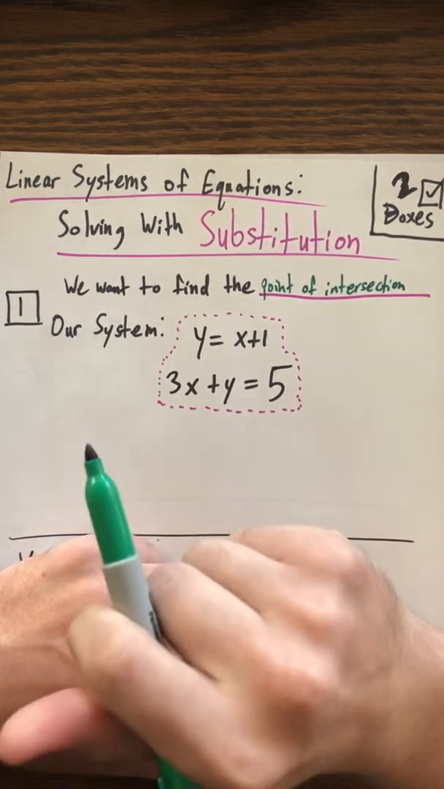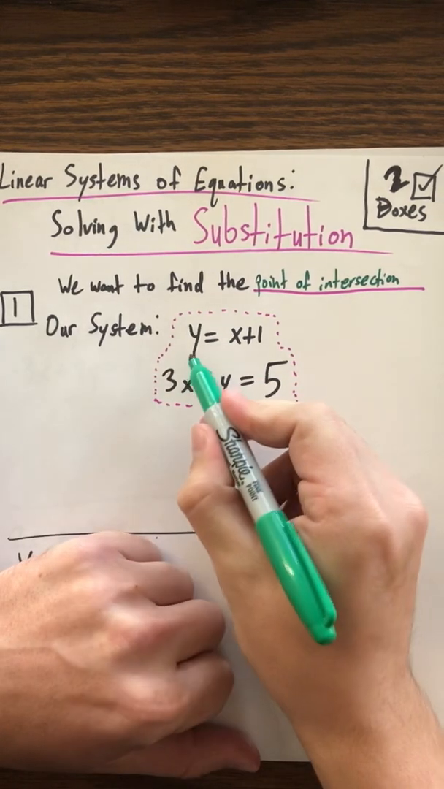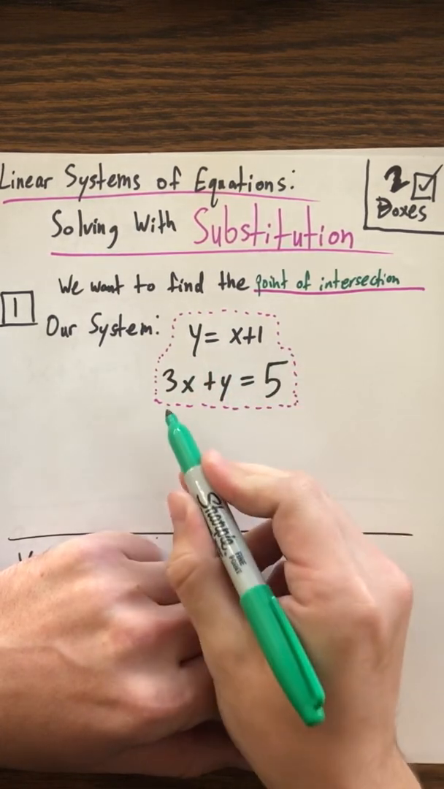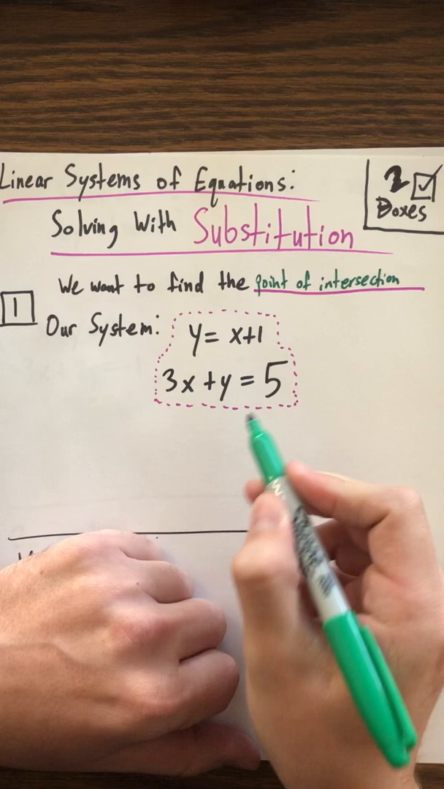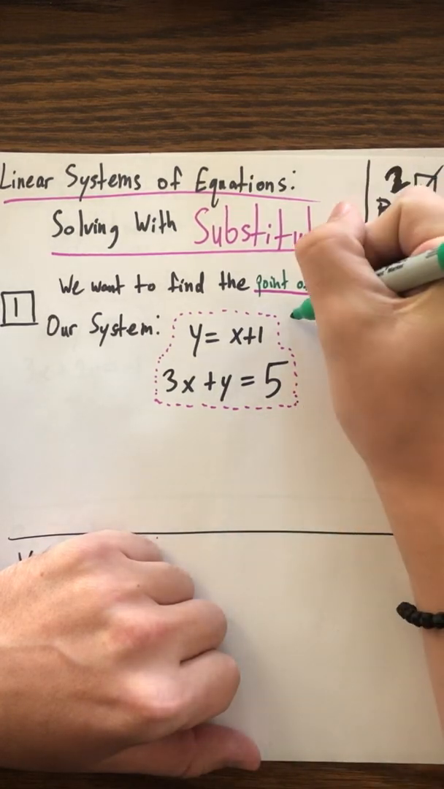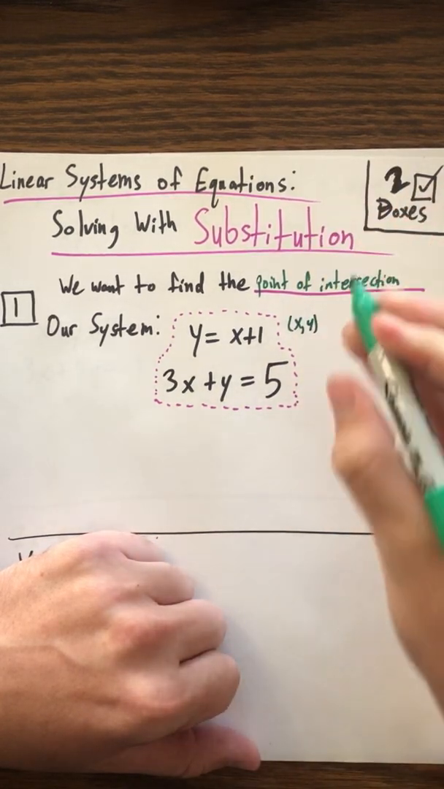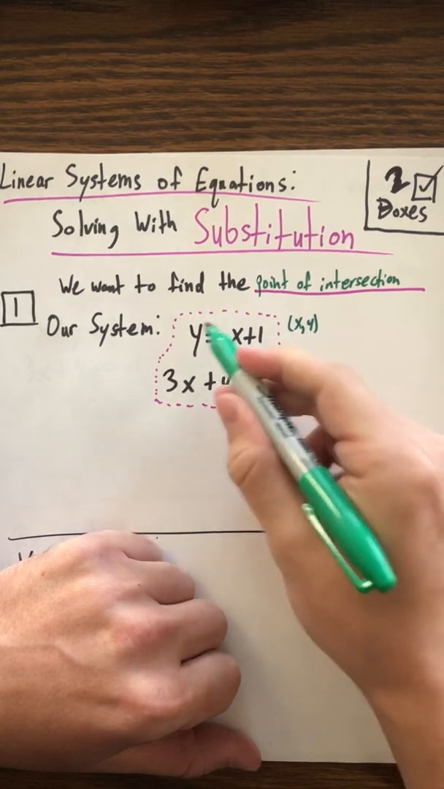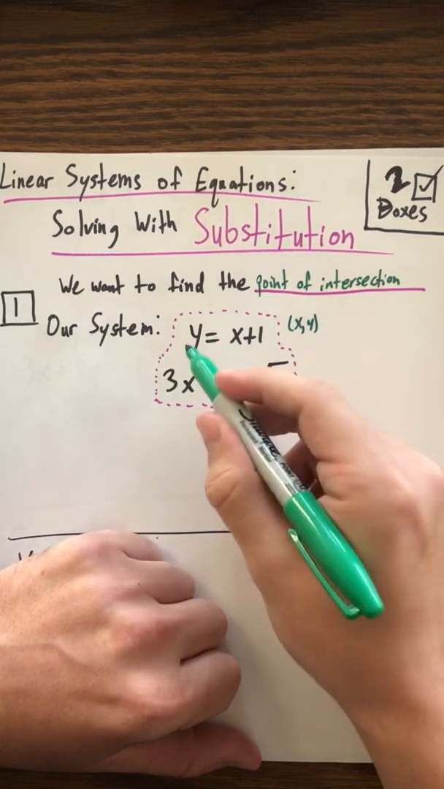So for this first one, in our system we have the equation y equals x plus 1, and we have 3x plus y equals 5. So we want to find the point (x, y) where if we plug in these values into both of these equations, they are still true.